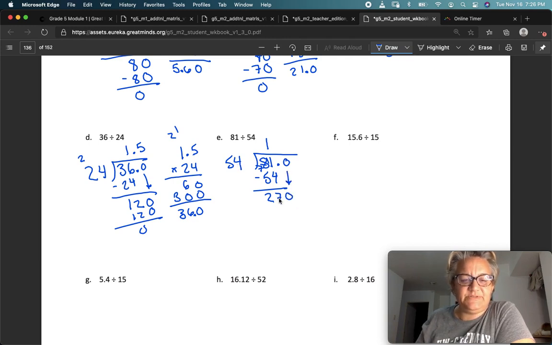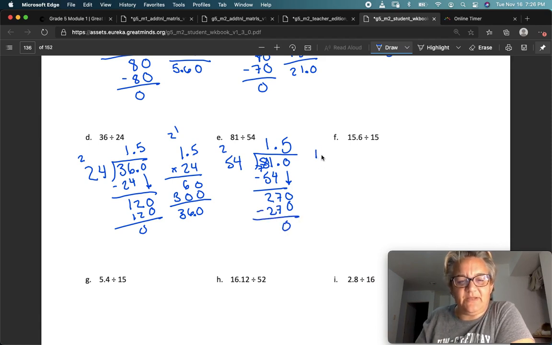54 into 270. 1, 2, 3, 4, 5, 6 times. I'm not sure. Maybe 5 times. Well, yes, 5 times. Let's go back to 5 times. Five times 4 is 20, carry the 2 is 25, 26, 27. Yes, that was a better estimate, wasn't it?